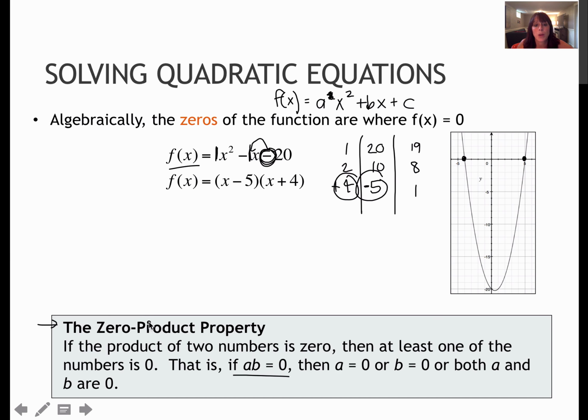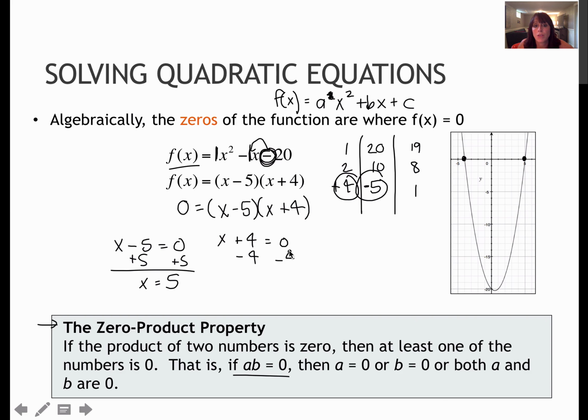Now, using that zero product property, I would then replace f of x with 0 and say that 0 is equal to x minus 5 times x plus 4. Now, using this property, I know that either x minus 5 is equal to 0 or x plus 4 is equal to 0. So the easiest way to solve would then be to set each of those things equal to 0. In doing that, and again, you don't have to show all of this work, I'm just doing that for your benefit, I would find that my two solutions are positive 5 and negative 4. Notice the same two solutions we found by looking at the graph.